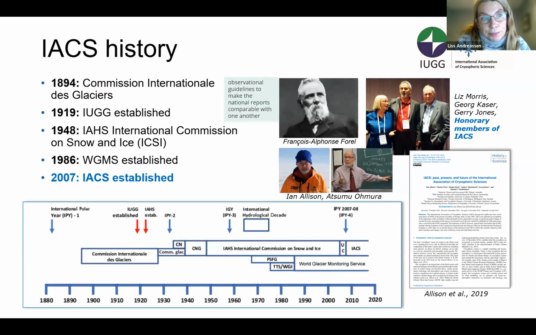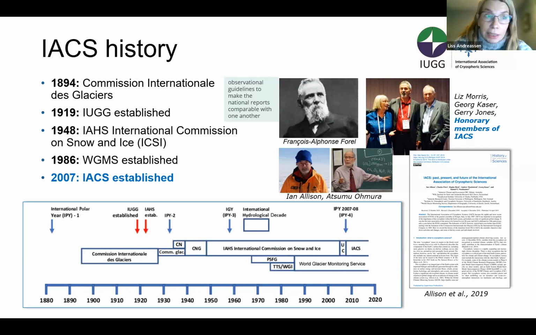I want to mention also shortly about IACS history. So even if we were established in 2007, the history goes further back. The figure here is from Andreassen et al. from 2019. So this is a paper written about the IACS history in connection with the 100 year celebration of IUGG. So already in 1894, there was the Commission Internationale des Glaciers, and François Alphonse Forel was the first president, and they stressed the importance of observational guidelines to make national reports comparable with one another for glacier measurements. They saw the glaciers were changing.